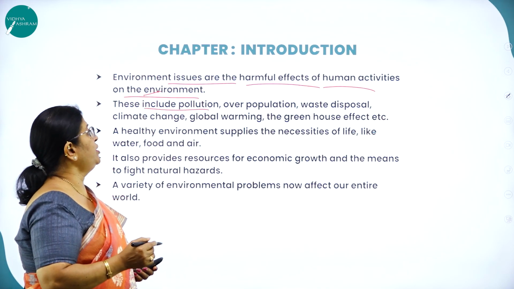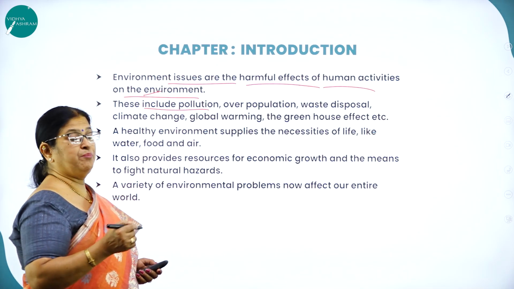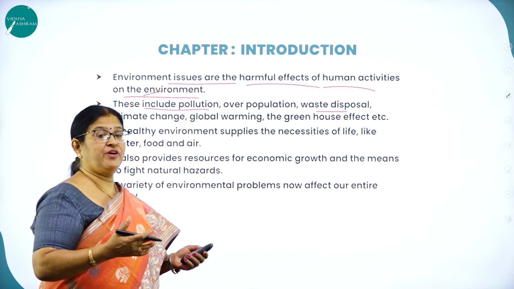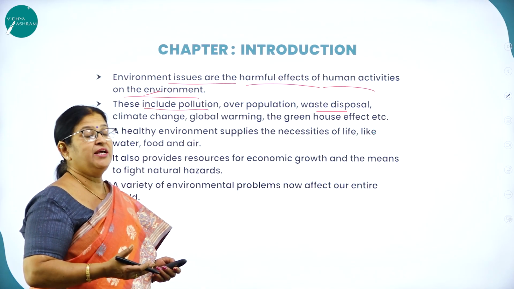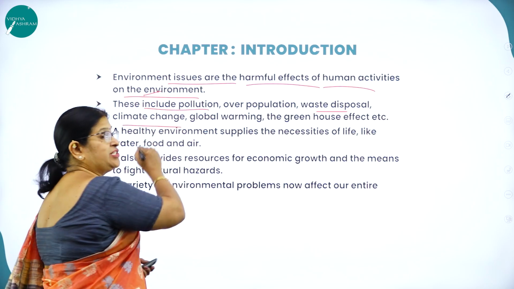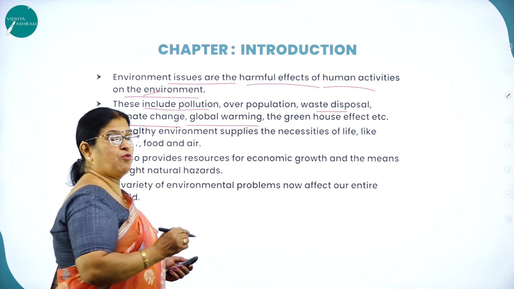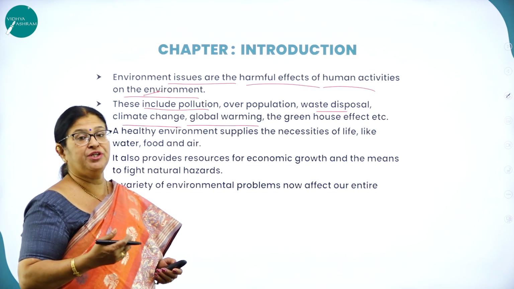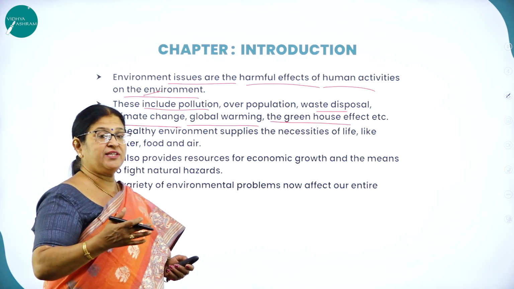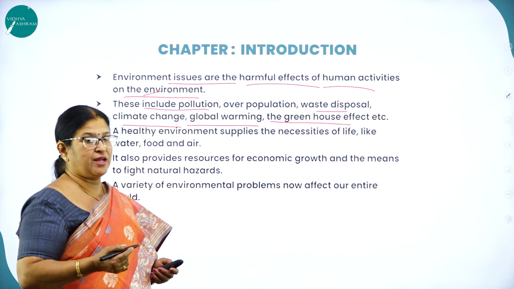What are they? They include pollution, very important. Pollution is the root cause and is one of the environmental issues. Then overpopulation is causing pollution. Then waste disposal is again a challenge. The amount of waste or garbage generated in everyday life, the disposal of that garbage is again a challenge. Then climate change, we see a lot of climatic changes due to environmental pollution. And we also see global warming, that is the heating up of the earth's surface due to the greenhouse effect. The greenhouse effect is the gradual increase in the earth's temperature due to greenhouse gases like carbon dioxide, methane, chlorofluorocarbons, etc.